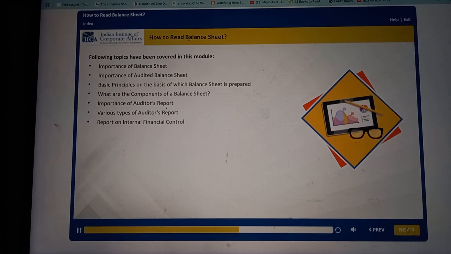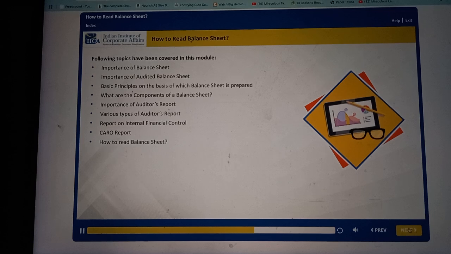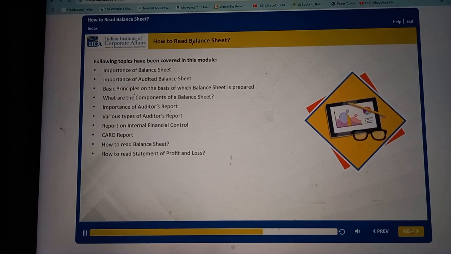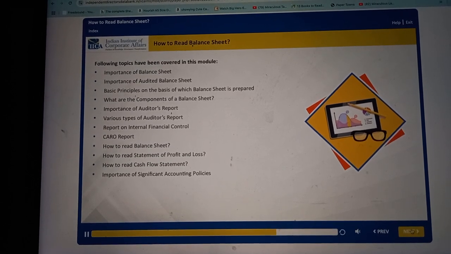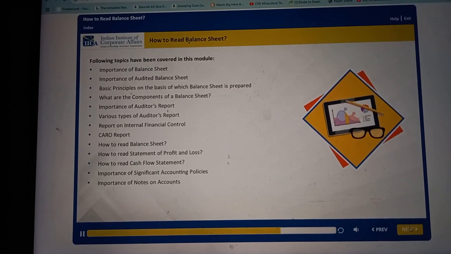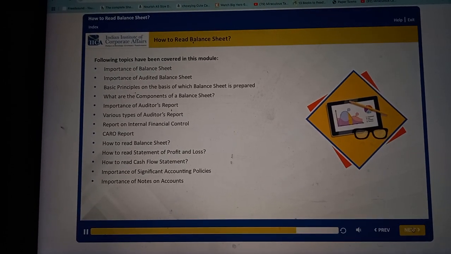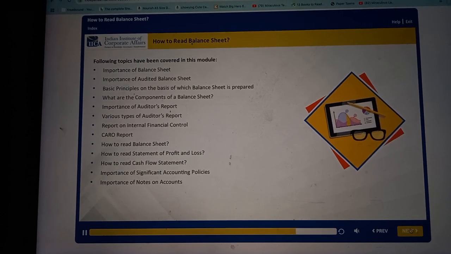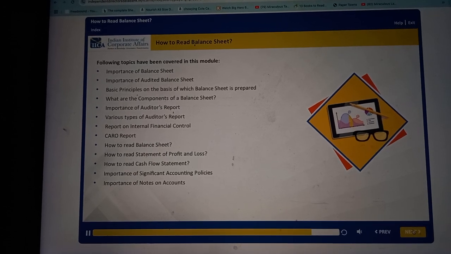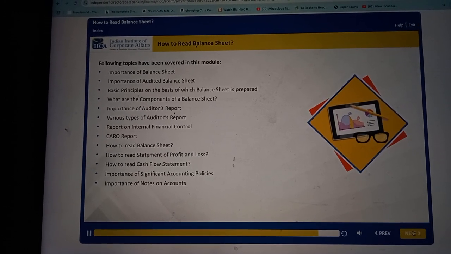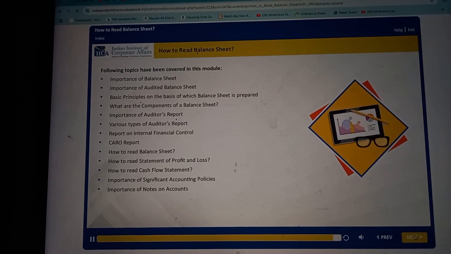Then friends, I'll be taking you through the importance of the CARO report and how to read the CARO report, and thereafter how to read the balance sheet, the statement of profit and loss account, the cash flow statement, the importance of significant accounting policies, and finally the importance of the notes on accounts. As you know, friends, significant accounting policies and notes on accounts are an integral part of the financial statement, and therefore analysis of the same is equally important, and our analysis of balance sheet is not complete unless we understand the importance of significant accounting policies and notes on accounts.